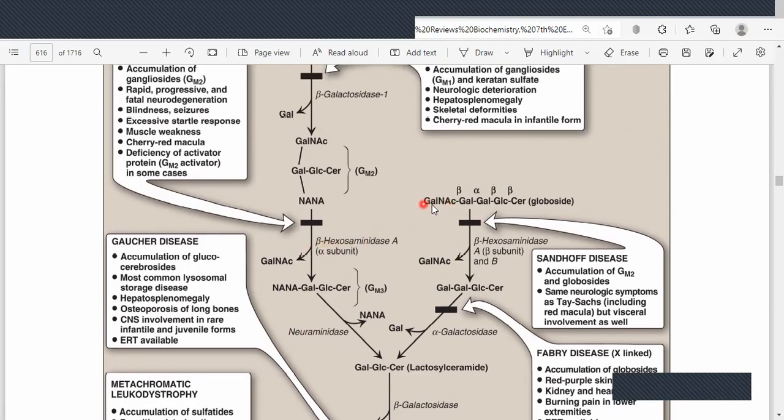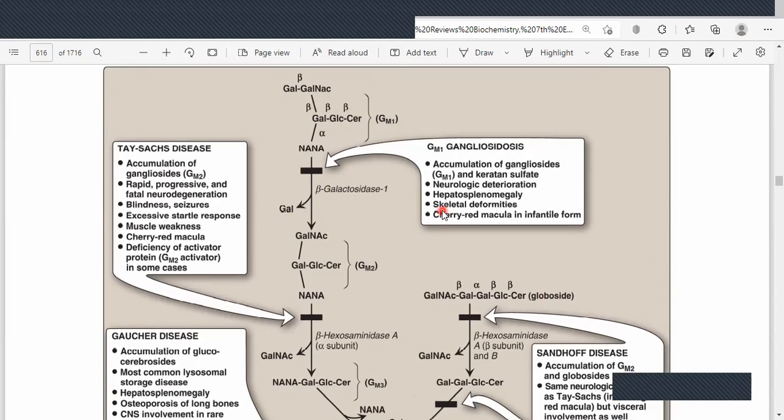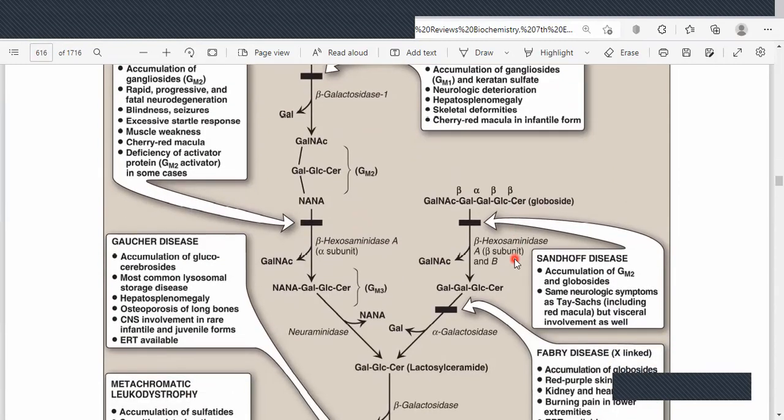Now, let's start here. This is a globoside. Globosides are not gangliosides because they lack the N-acetylneuraminic acid. You can see it does not have the N-acetylneuraminic acid. Let me show you just the difference. You can see the difference between globoside and GM2 is just that GM2, the ganglioside, has this, the N-acetylneuraminic acid. This does not have. Otherwise, they are almost synonymous, but they are not synonymous.